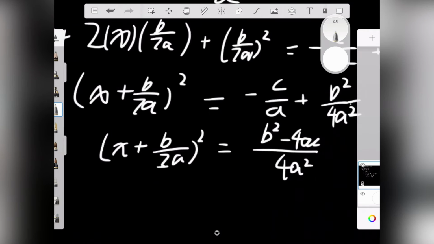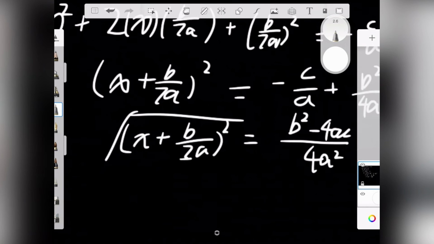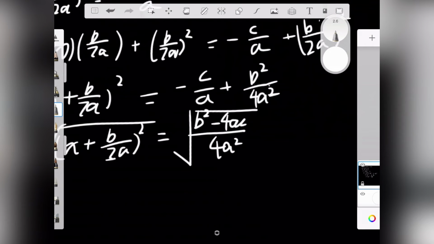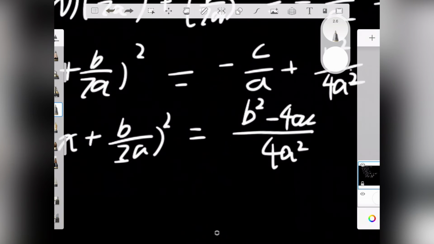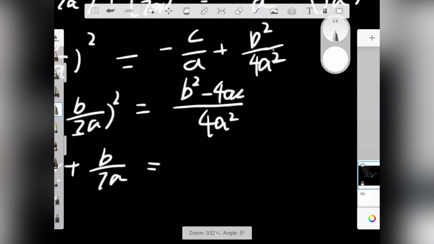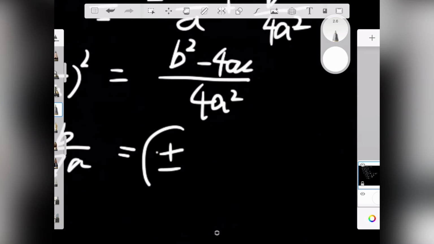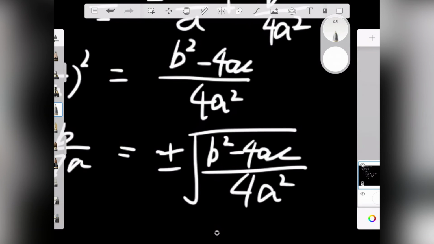Now after this, we want to remove this square, so we're going to square root this and this. But notice that the positive square root and the negative square root give the same amount of operation, right? Like this. So after you break down the square, in this case you also have to add a plus minus right here.